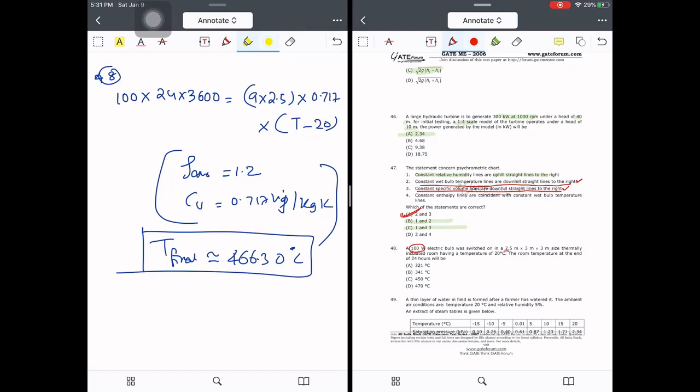Now question number 48. A 100-watt electric bulb is switched on in a thermally insulated room. So that means heat is generated inside the system, with this volume. So a 100-watt bulb in this insulated room for 24 hours. The room temperature at the end is very simple: m Cp delta T. So this is the volume. They have not mentioned anything, but the density of the air should be taken as 1.2 kg per meter cube, because the density of air is nearly 1.2 kg per meter cube.